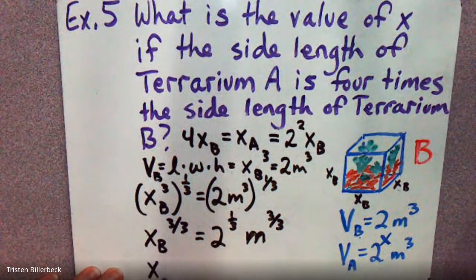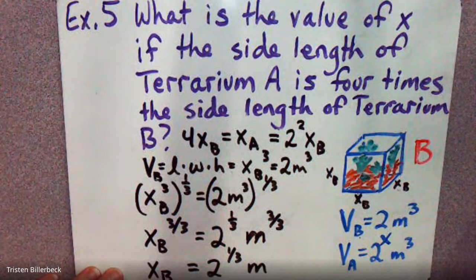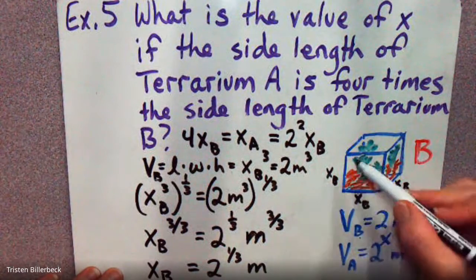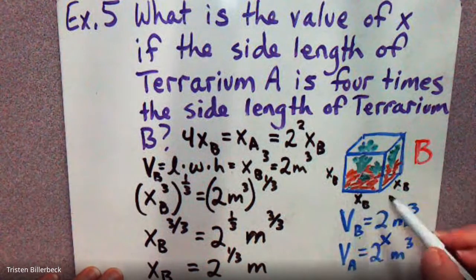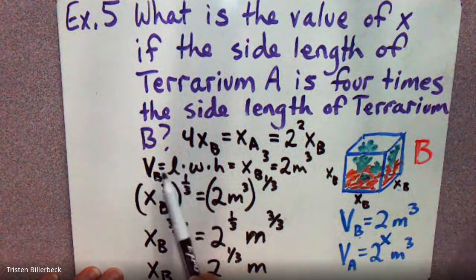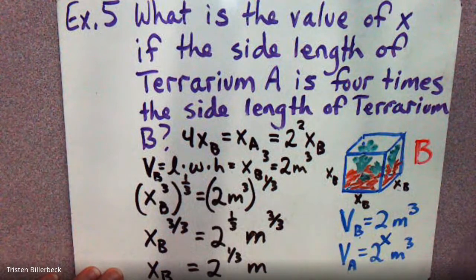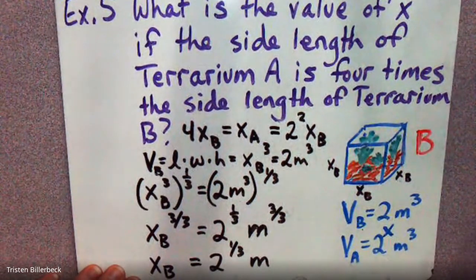So now we have x^b equals 2 to the 1/3 meters, which makes sense because this should be in meters, this should be in meters, this should be meters. So volume, which is length times width times height, I have meters times meters times meters, which is meters cubed. So each one of these should just be meters. So when we did that, we see, yes, it is. So now let's find this x here.